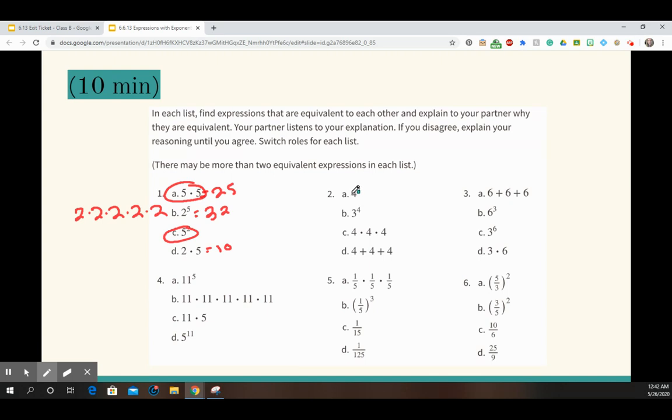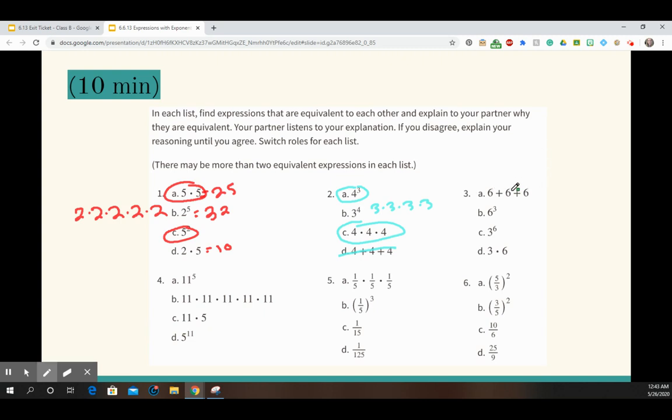4 to the 3rd, remember that's the same as 4 times 4 times 4. It's not the same as adding 4s, and it's not the same as 3 to the 4th. 3 to the 4th would be 3 times 3 times 3 times 3, and that's not going to be the same.